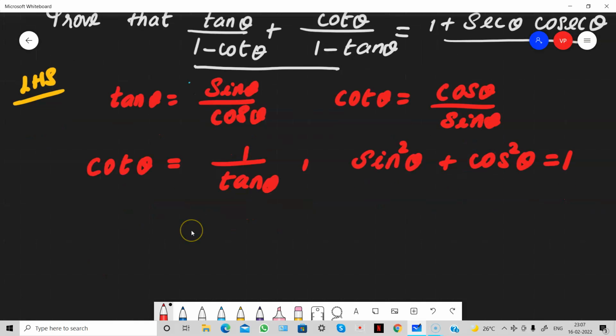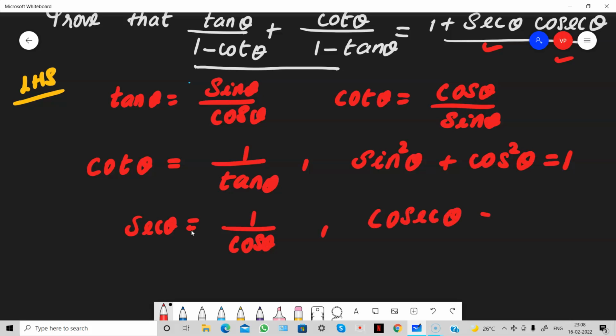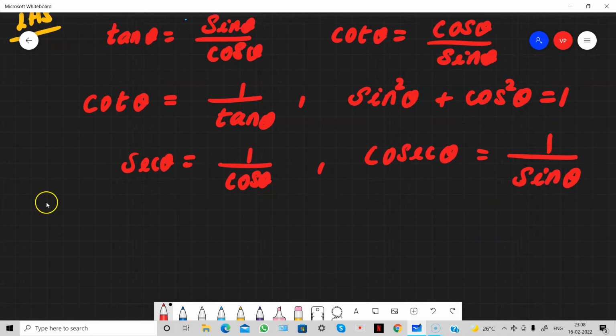Now look at the right hand side. Secant and cosecant are there. What do you mean by secant? It is the reciprocal of cos, so 1 by cos is equal to secant. And cosecant is 1 by sin theta, the reciprocal of sin theta. And one algebraic identity.